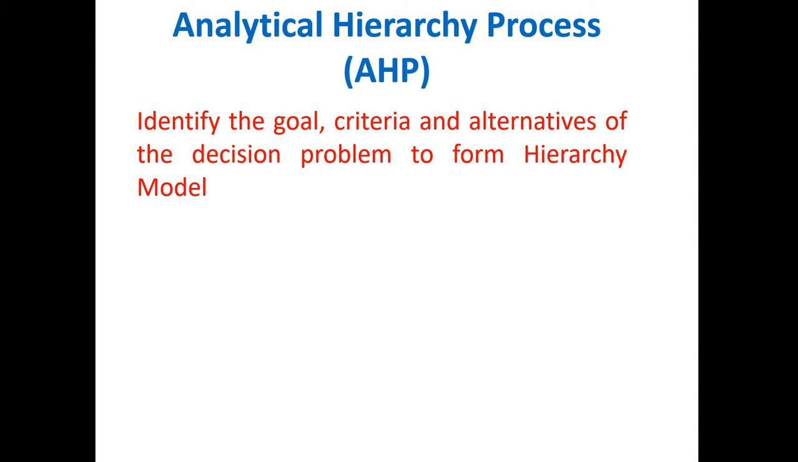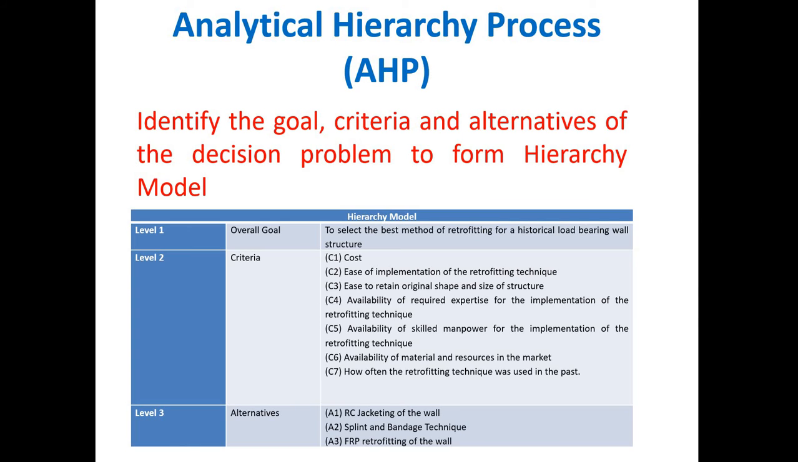A group of professional engineers was formed to identify the criteria and determine their importance. Here you can see the hierarchy model. Different criteria considered in the analysis are cost, ease of implementation of the retrofitting techniques, ease of retaining original shape and size of structures, availability of required expertise, skilled manpower, and materials and resources, and how often the retrofitting technique was used in the past.